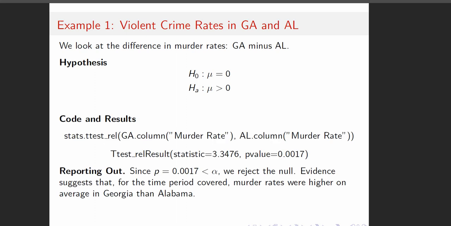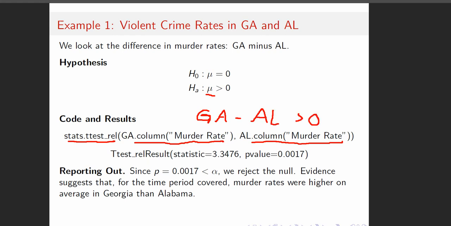So the code, right? We're going to do stats.ttest_rel. We showed this on the code. All right, we've already done this. First minus second, right? Which is why we're doing mu greater than 0. We expect for Georgia minus Alabama to be positive, right? So we're doing GA, the first minus the second. So GA minus AL. And we're checking to see if that's positive. Why? Because if the first one is greater than the second one, we'll have a positive number.